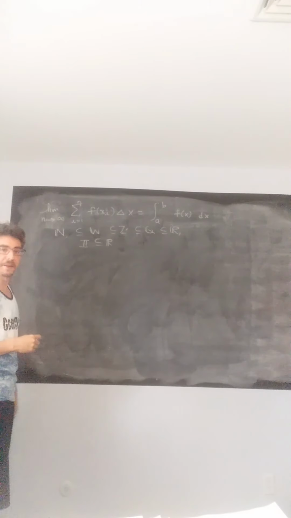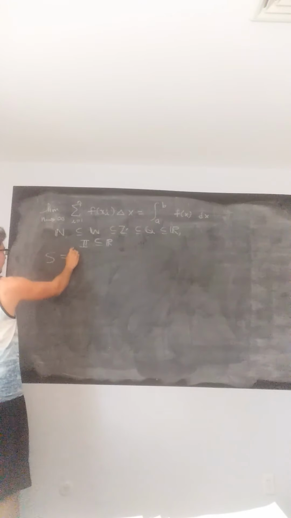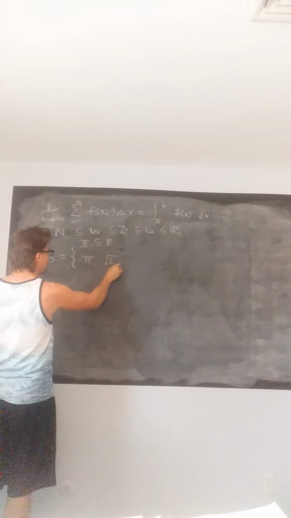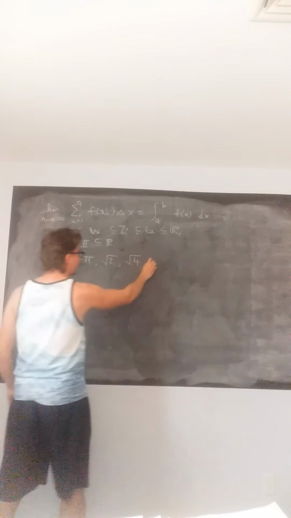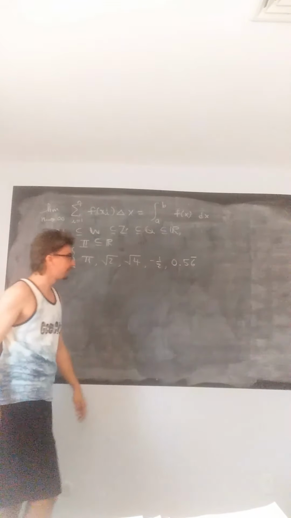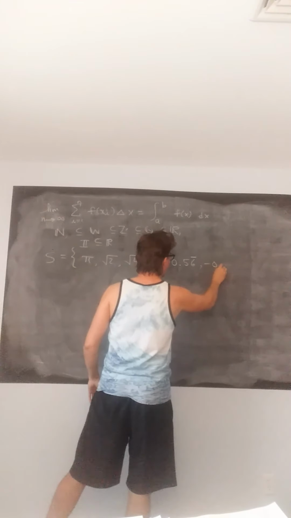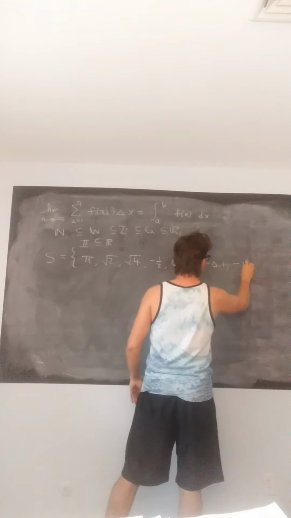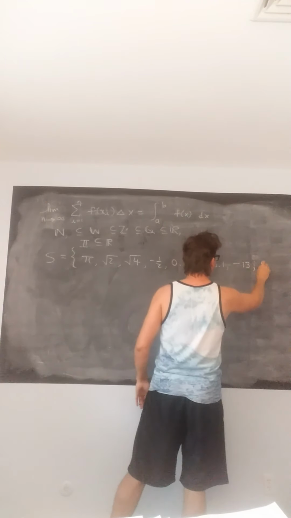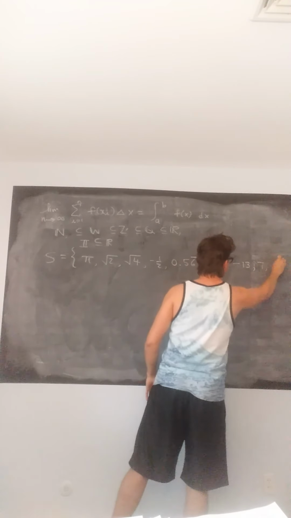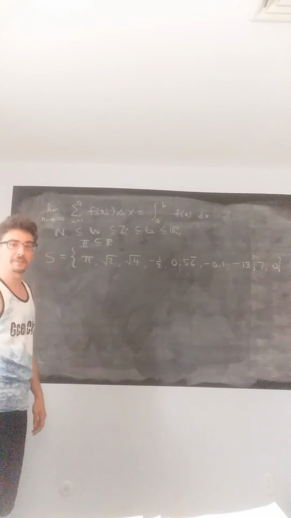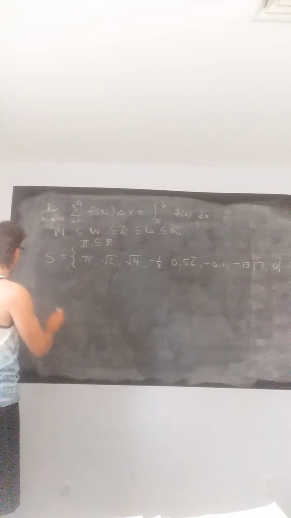But let's make up a set of numbers here. We'll call it the set S. And let's put some elements in the set S. How about pi, the square root of 2, the square root of 4, -1/2, 0.56 with a repeating 6, -0.1, and -13. And let me add a couple more. How about 7 and 0? Okay, that's not too bad, right? So what we want to do is classify these numbers into the subset or subsets that they belong to.